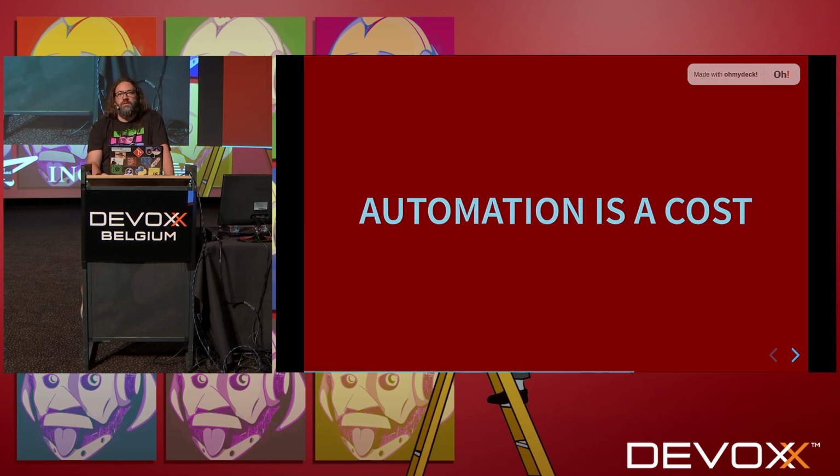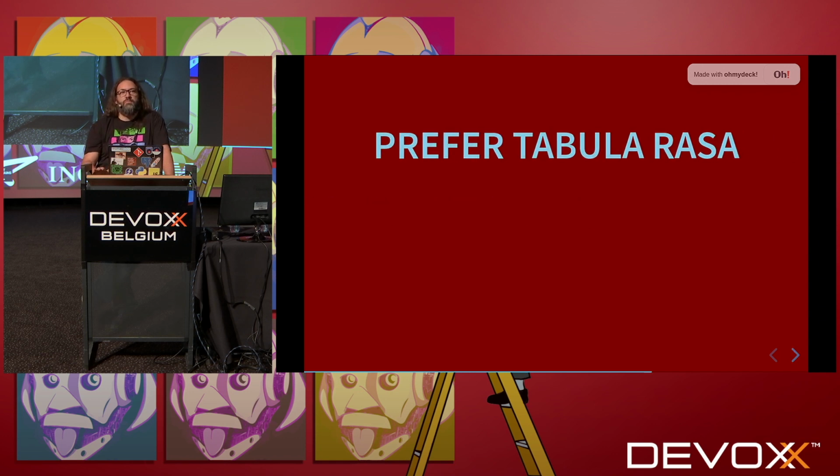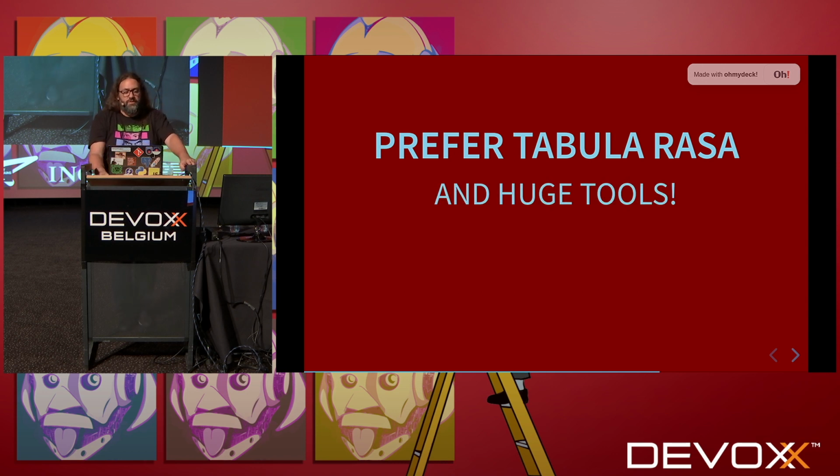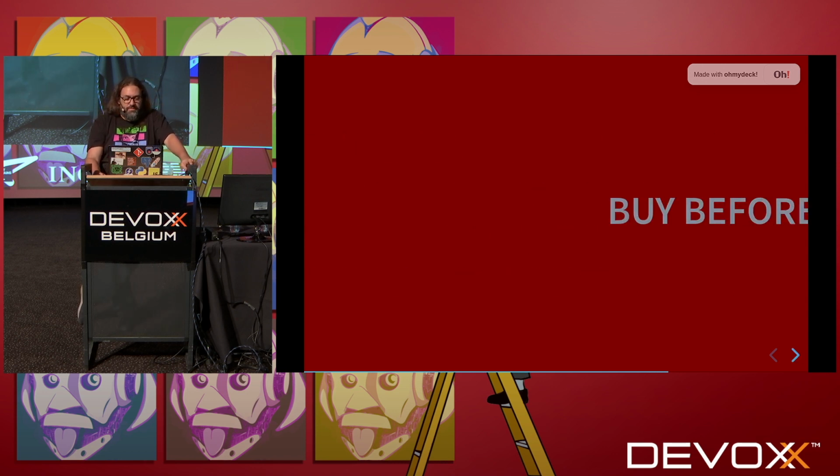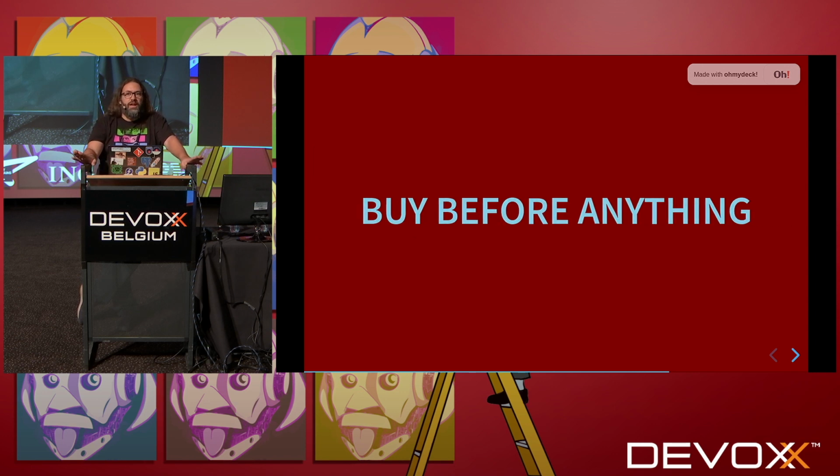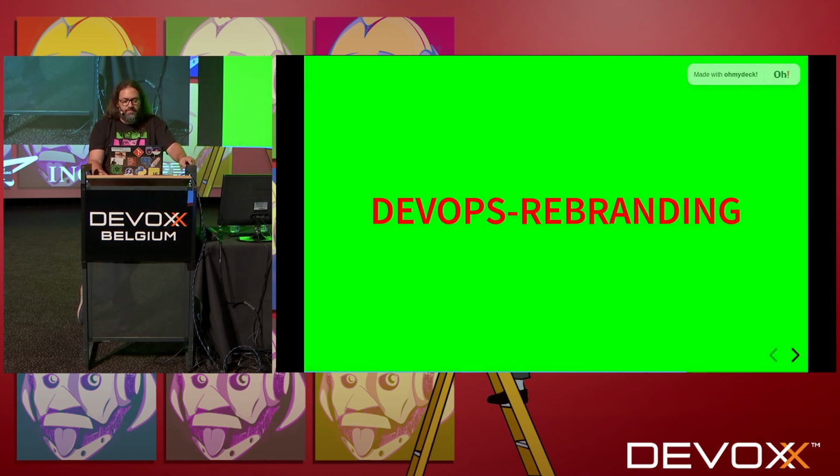Don't automate. Automate is a cost. Or automate everything, but with pre-automated stuff. So prefer the approach, which is tabula rasa. You just uninstall everything. Don't automate the existing stuff. It's very costly. You won't get any benefits. So buy everything. Huge tools. Huge bloated tools. Buy before any other approach. Okay? So you have something, you want to have software, buy a pipeline. Best solution. Don't work on it.